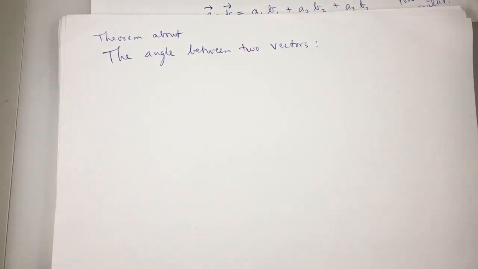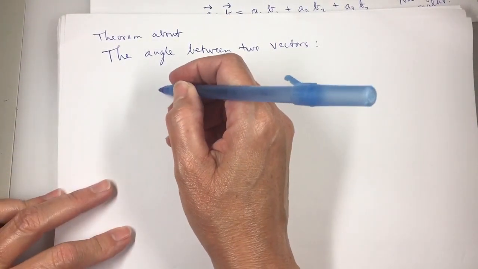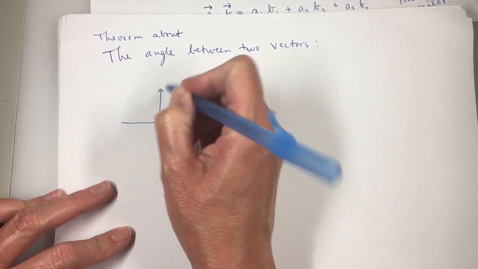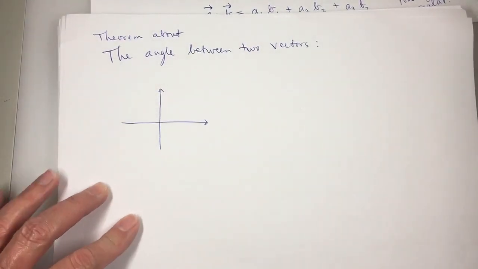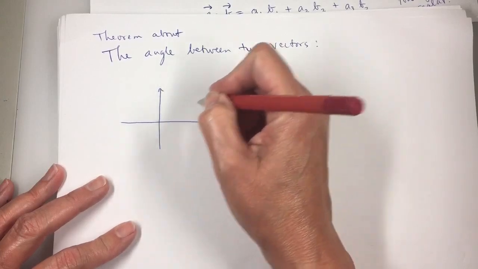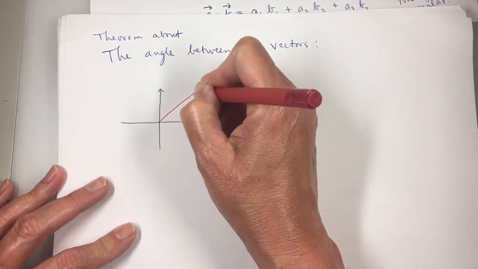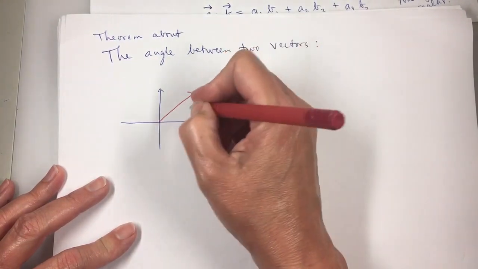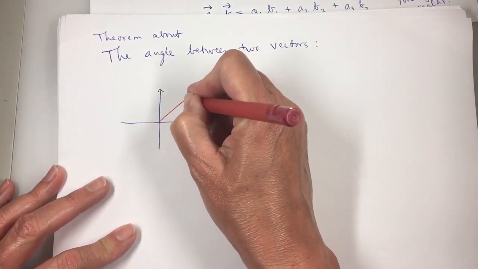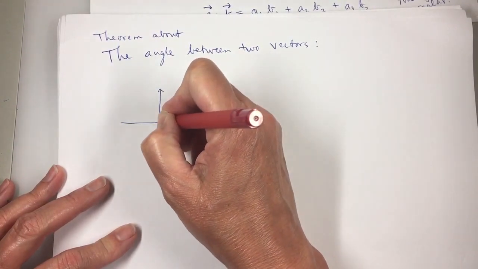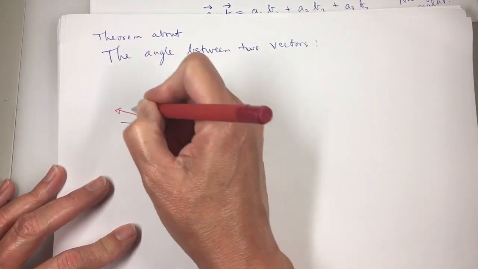Going to draw two vectors in two space. So here's my XY axis. I probably didn't need to put that. And here's a vector. I'll put their position vectors. Here's a vector, vector V, and vector W. I'll put it over this way.